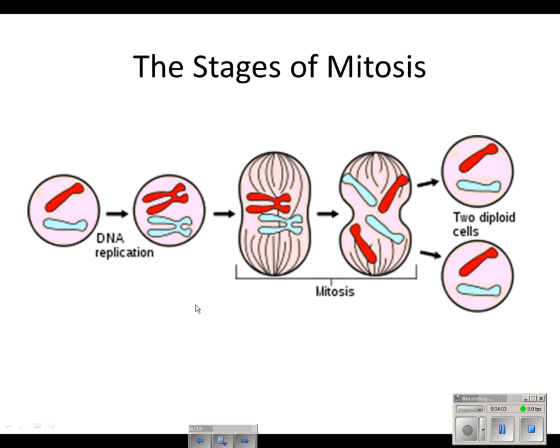So the stages of mitosis kind of look like this, and we have our DNA replication. This would actually be interphase, and then we go into mitosis, and we end up with two diploid cells at the end. So let's look at some vocabulary.